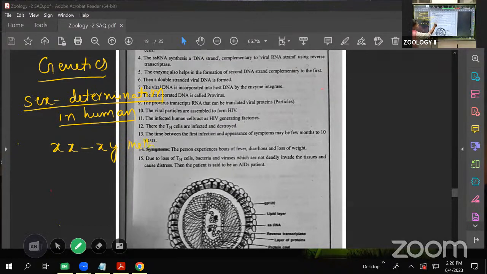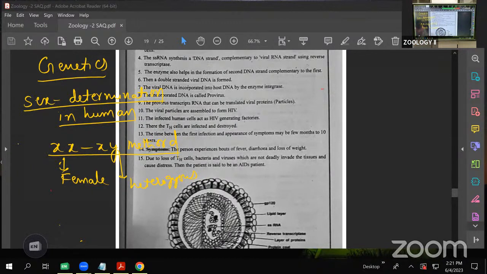The XY method of sex determination occurs. What it means is, see this one, the females are homozygous. Here these are the females. Females are having 2 X chromosomes. That's why we call it homozygous. The males are heterozygous. They are having different types of chromosomes, X and Y chromosomes. That's why it is called heterozygous type of sex determination.